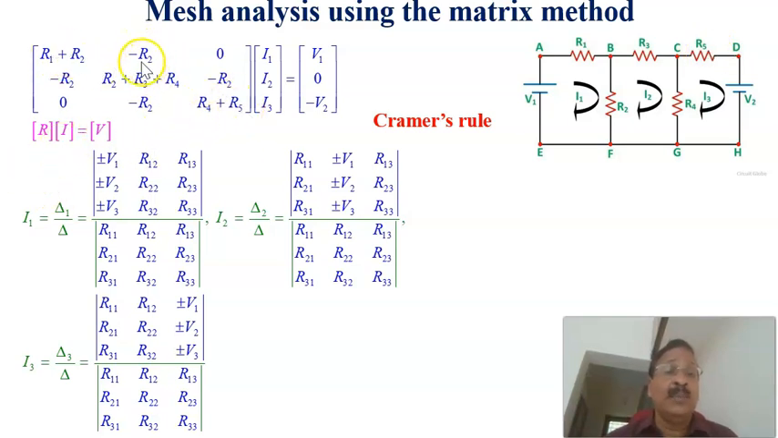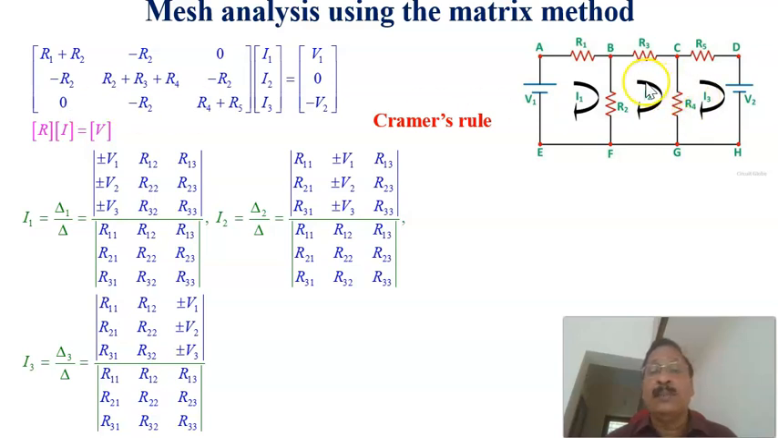Now, the off-diagonal elements. For example, this is R12, first row, second column. R12 means, what is the element common to the first and second mesh? That is R2. Of course, you have to put a negative sign. Therefore, minus R2 here. Same for R21, common to second and first, also minus R2. Next, as I told you, there is no common element between the first and third. That is why we take R13 equal to 0. Similarly, R31 is also equal to 0.